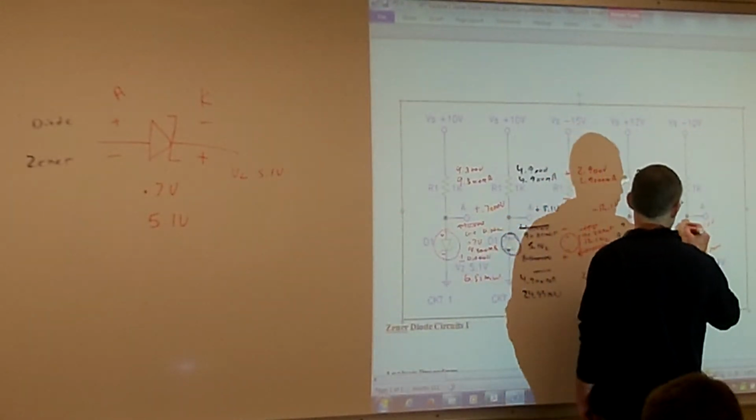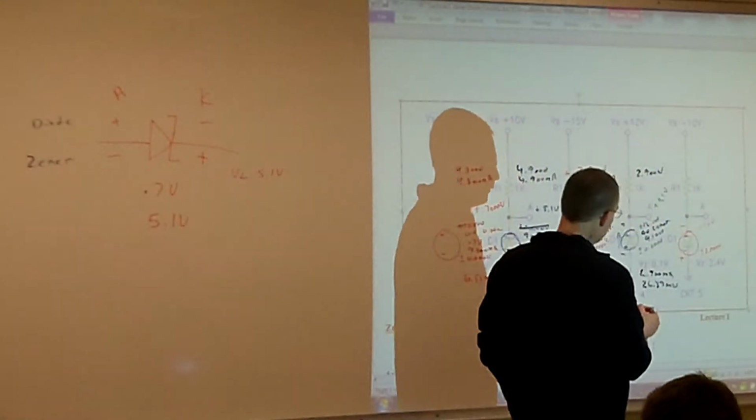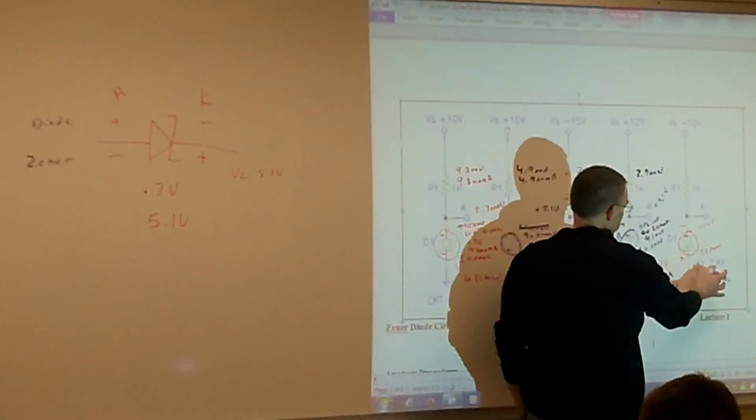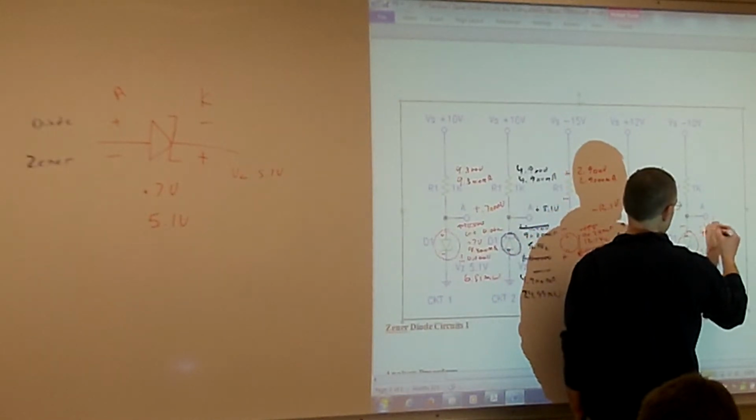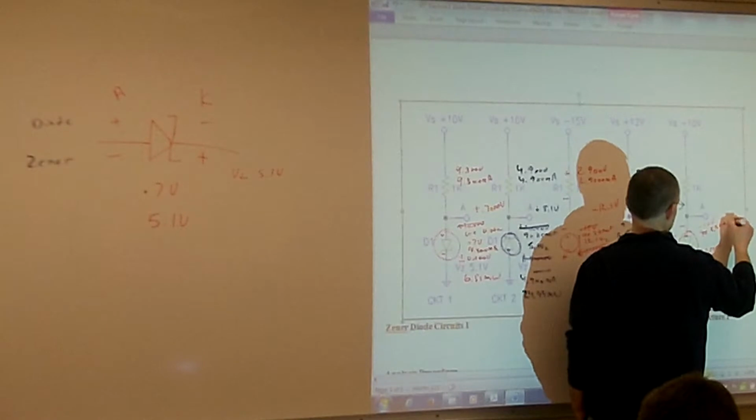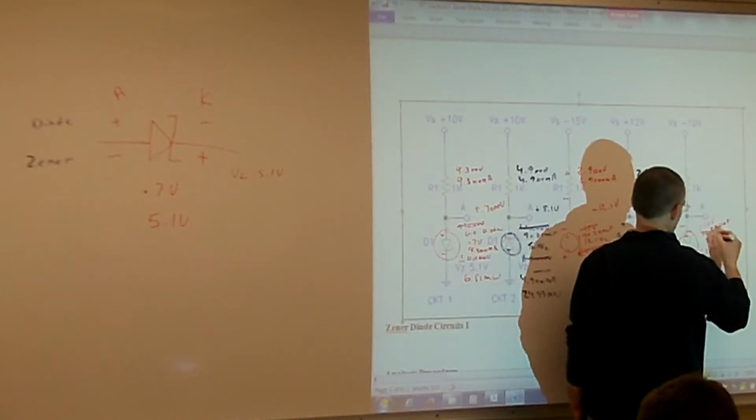So I'm more negative on my anode side than I am on my cathode side. Yep, then I'm greater than my Zener voltage of 2.4 volts. So I know that's going to be a go Zener, and it's going to drop its voltage of 2.4 volts.